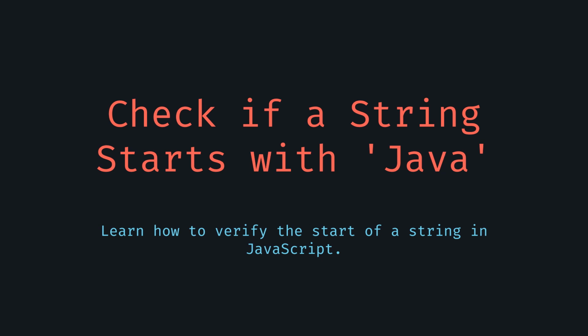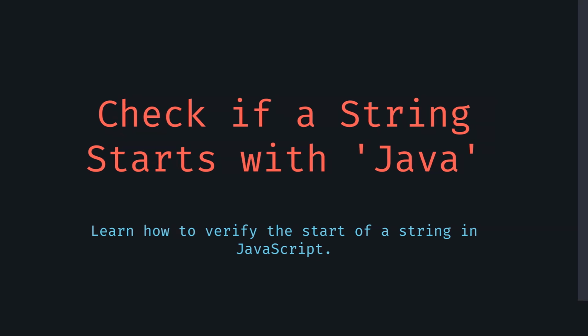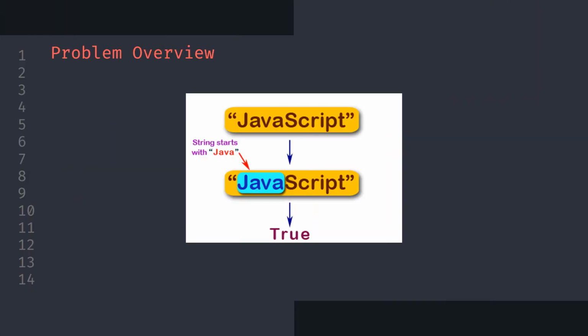Welcome. In this video, we'll learn how to check if a string starts with the word Java and return a result based on the check. Let's get started. We need to determine whether the given string starts with Java.